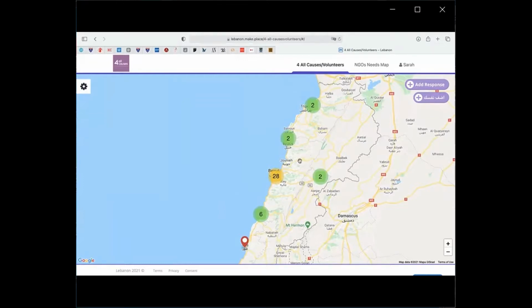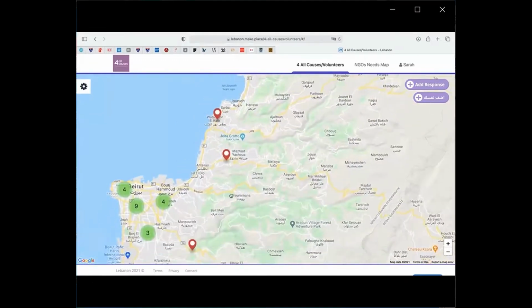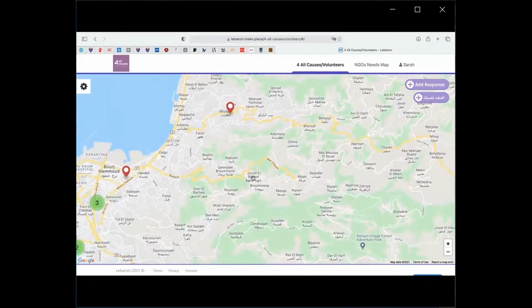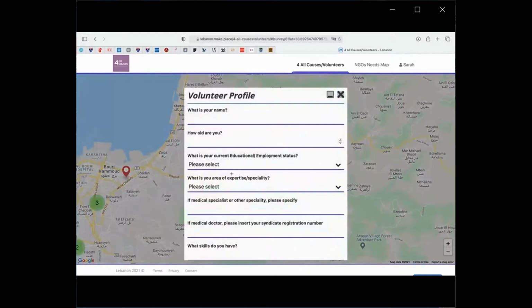In order to participate yourself, you have to first determine your location. Once you have your location, you press on Add Response and pin yourself in that exact location. You will get a survey that you need to fill.